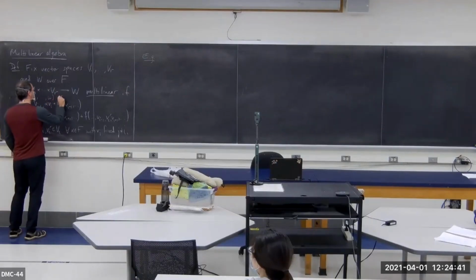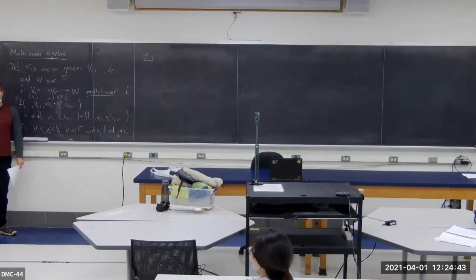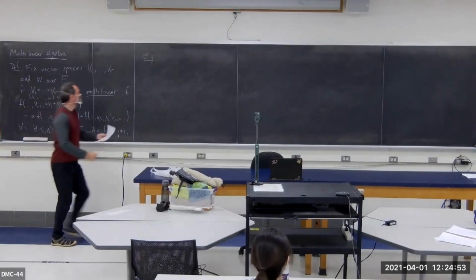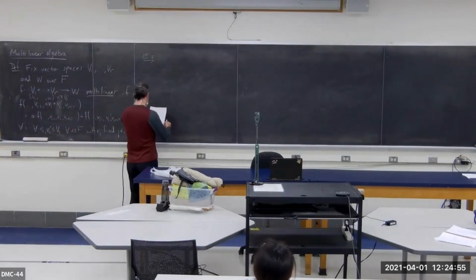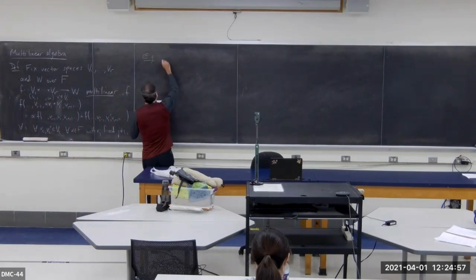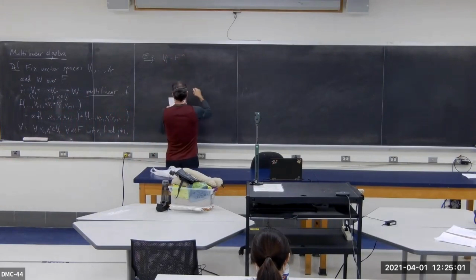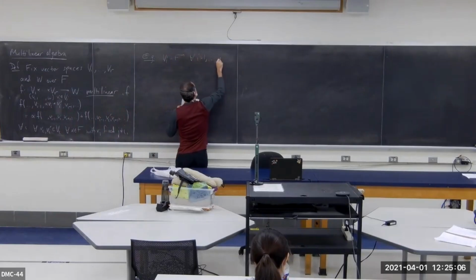Where V_i is in capital V_i. Okay, so it's just ordered lists where you have an element in the first one, an element in the second one, an element in the third one, and so on and so forth. So for example, we just did the determinant. So this is going to be V_i is F^n for all i equals 1 up through n.